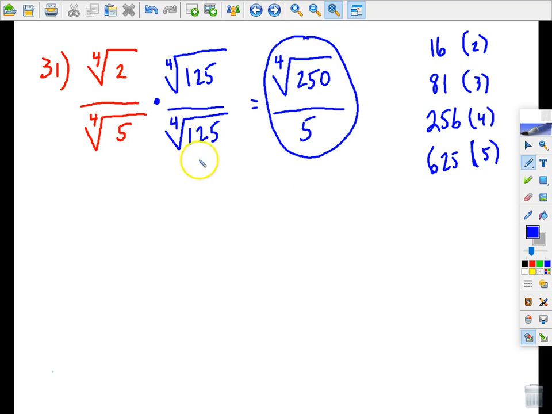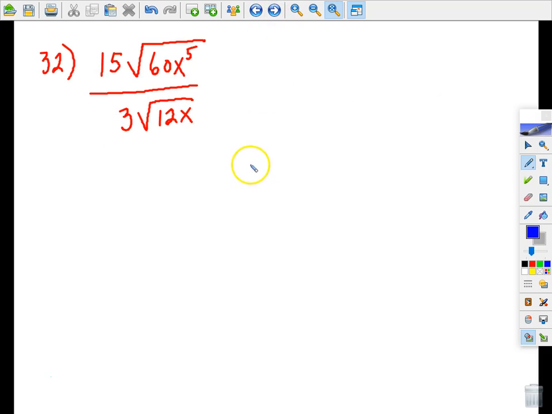I just wanted you to see how we have to find that radical that we multiply by the given radical to produce a perfect 4th root radical expression. Okay, so hopefully that helps. So let's try number 32.